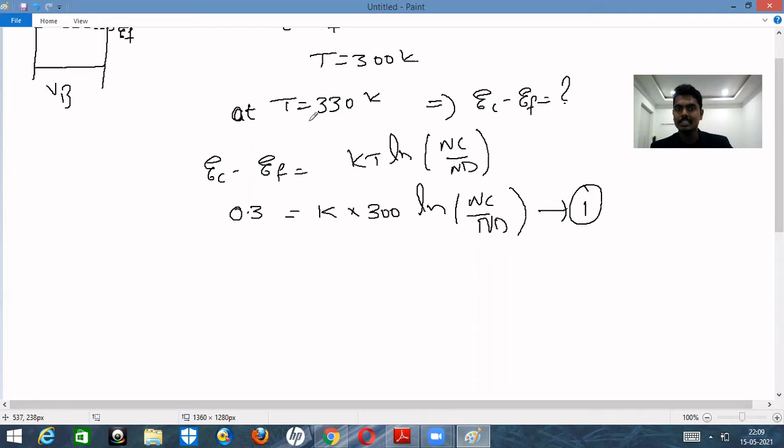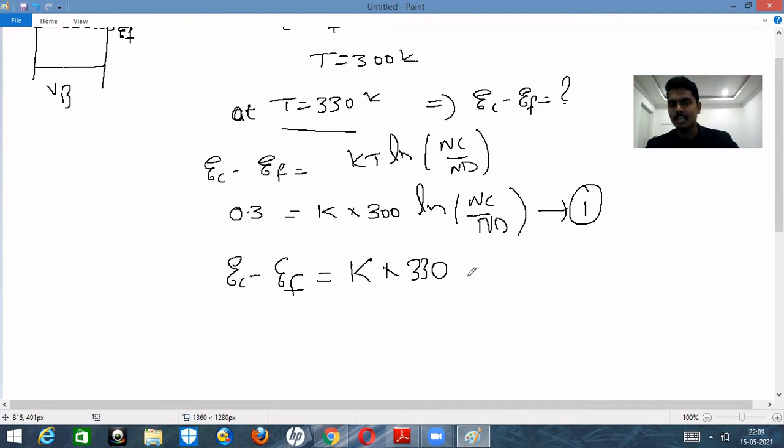Now the temperature has been increased to 330 Kelvin. It means the remaining parameters are constant, because they have mentioned only that the temperature is increased. They have not mentioned anything about NC or ND, so they will be constant. If they had given any information, then only they would vary. Otherwise, they will be constant. So the second thing: EC minus EF is unknown. EC minus EF is equal to K into the temperature, 330 K, into ln of NC upon ND. All these values are constants. So this will be equation number 2. Now make equation 1 upon equation 2.